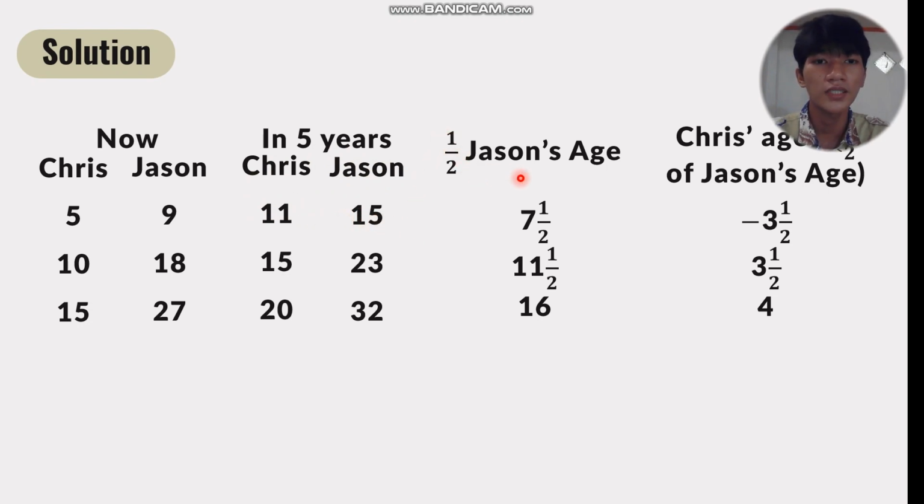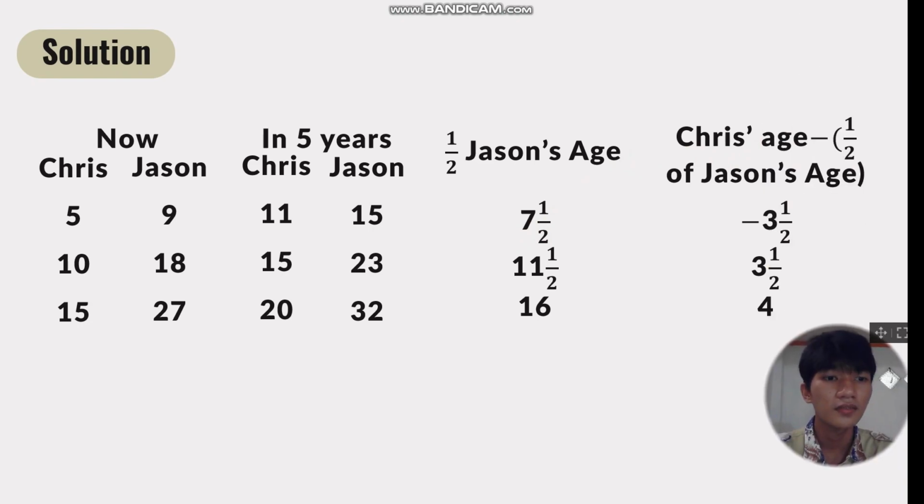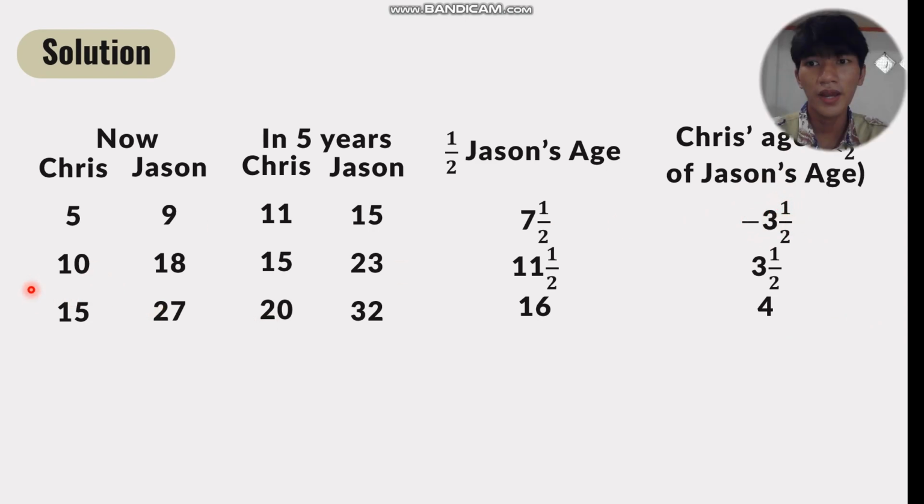Half of this age is 7.5. So Chris's age minus half of Jason's age is minus 3.5. We have to check if we multiply the ratio by 2, and we have this one.